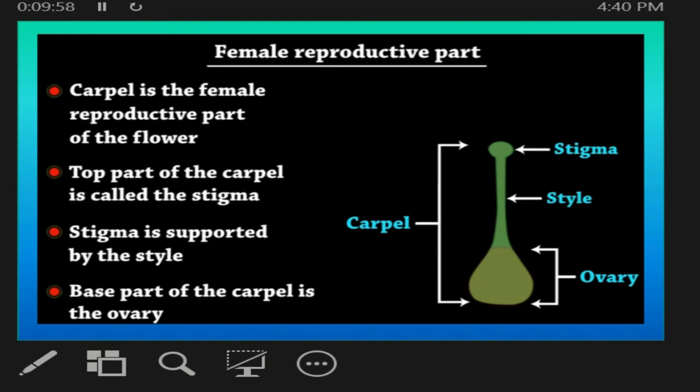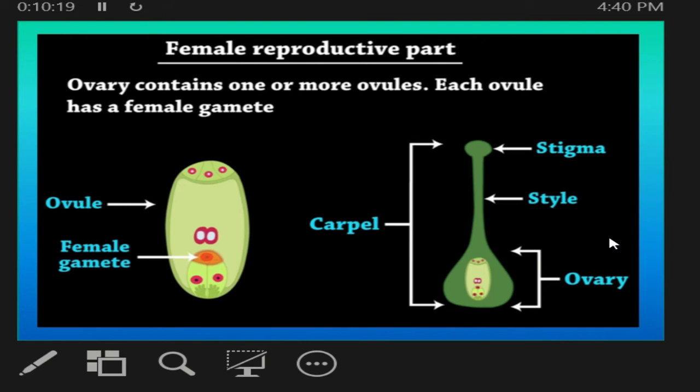We have also the base part of the carpel or the pistil, which is the ovary. The ovary contains two or more ovules. Within the ovule is the female gamete or egg cell called the ovum. Each ovule has a female gamete.